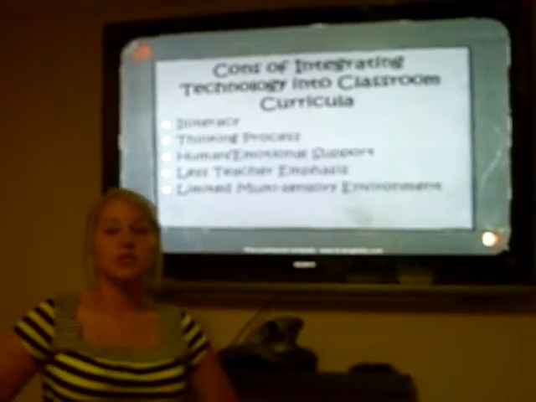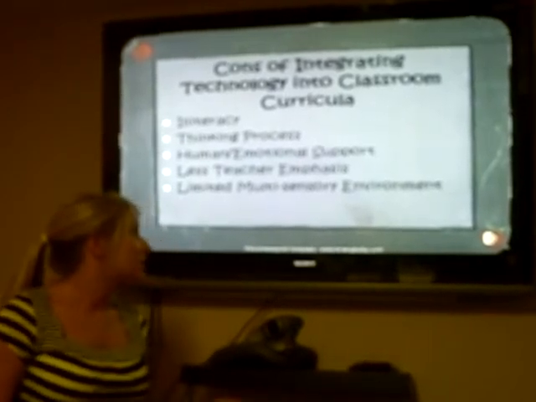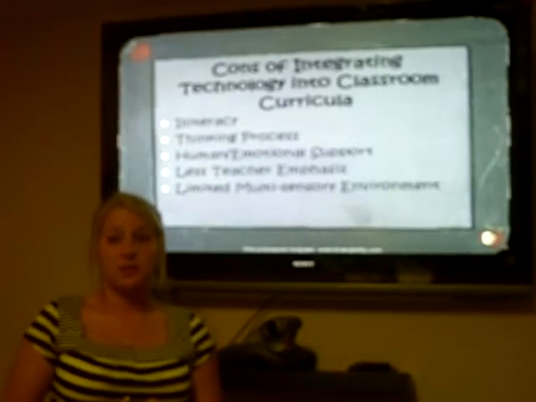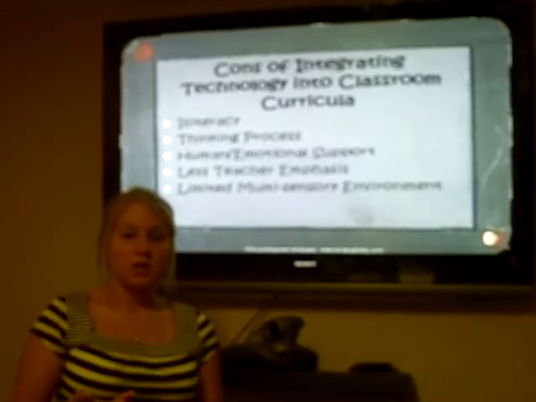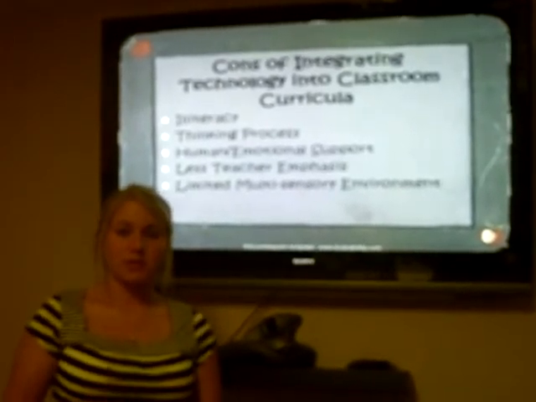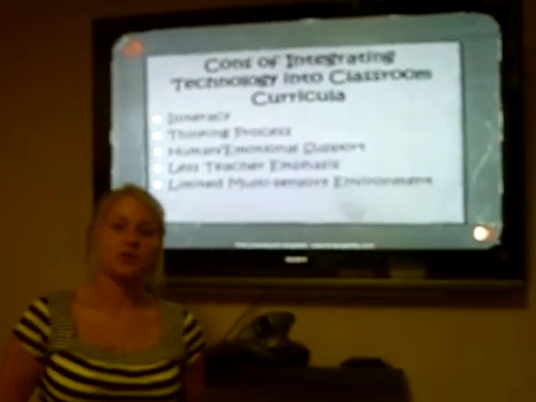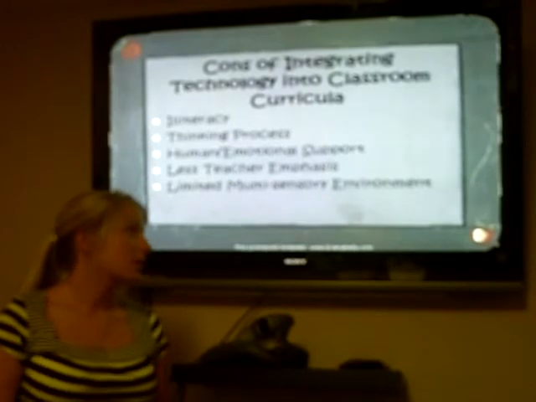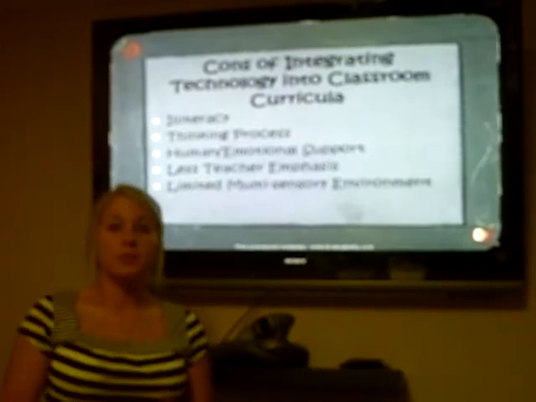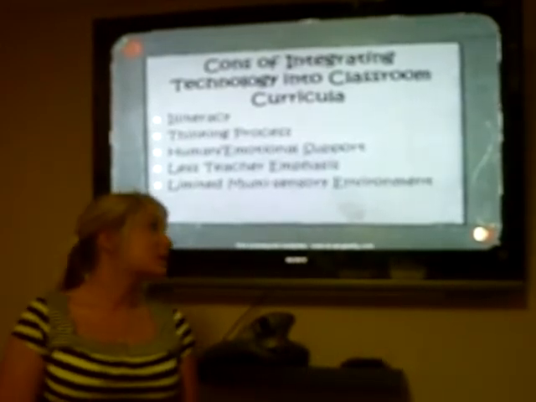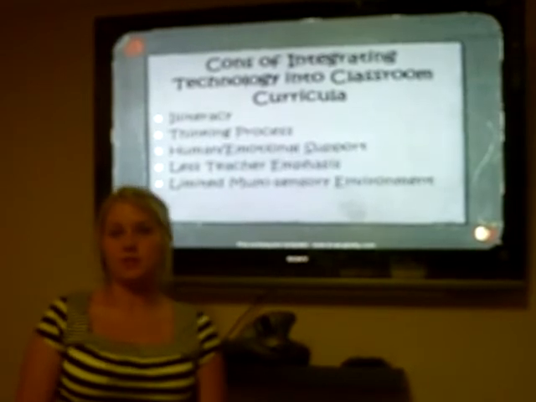Also, with especially younger children, a limited multi-sensory environment is what you get when you teach with technology. Younger students really need to experience their five senses and touch and feel and really get to know their atmospheres. So a technological classroom, the base classroom, really doesn't allow the student to get up and experience those types of things.